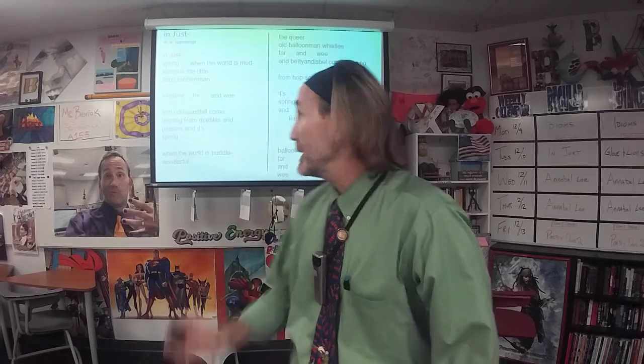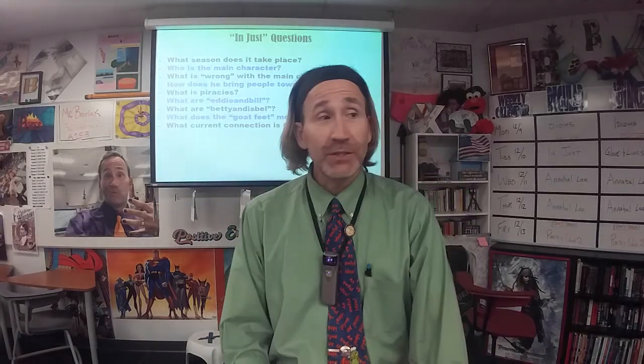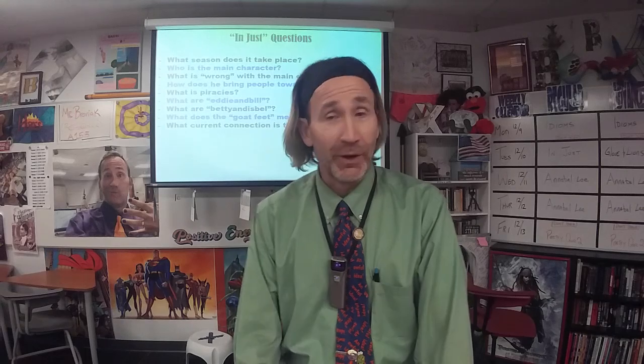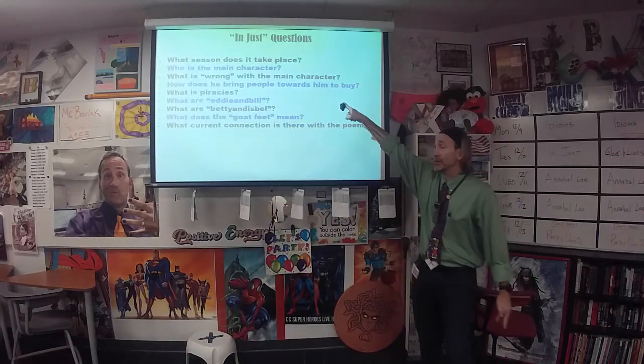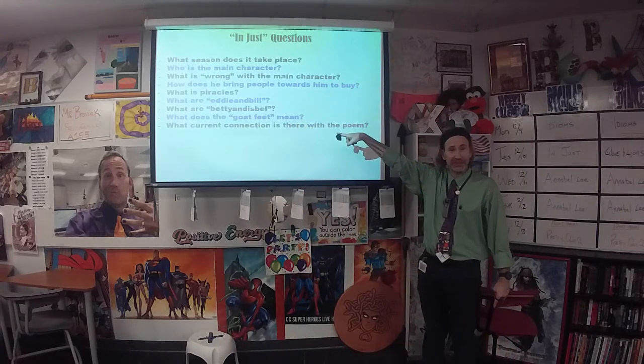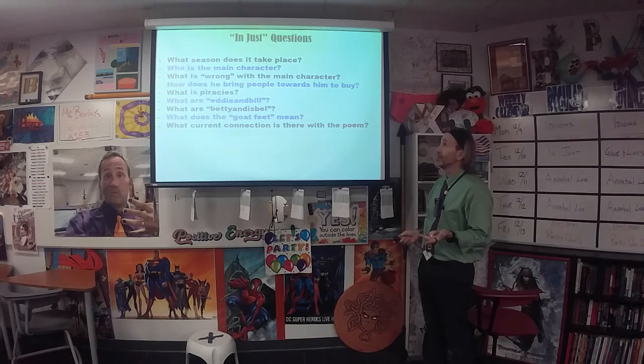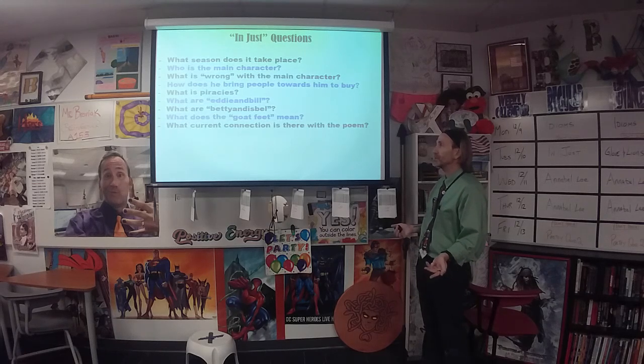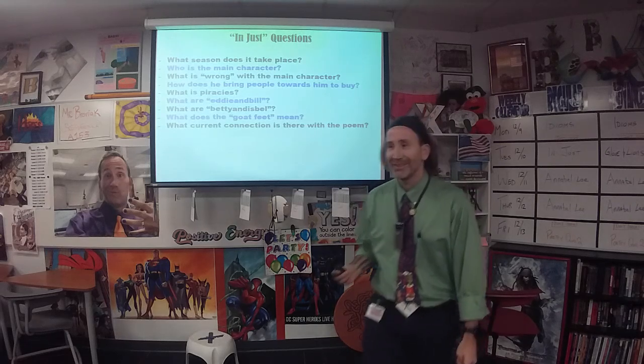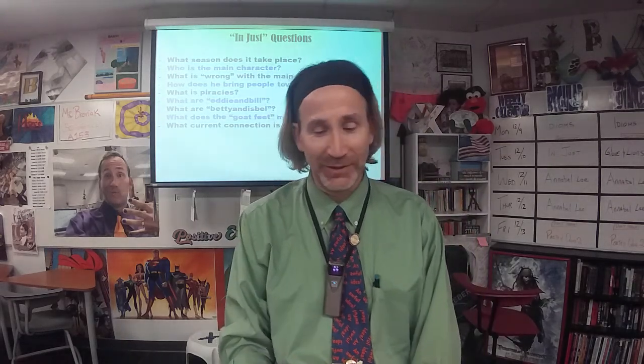So I'll read through it. I'm going to put these questions up there for you. Our goal is that by the end of class, you are going to be able to answer all of these. What season does it take place in? Who's the main character? What is wrong with the main character? How does he bring people towards him to buy things? What is piracies? What are Eddie and Bill? What are Betty and Isbel? What does goat feet mean? What current connection is there with the poem? You're going to be able to answer all those in a moment.